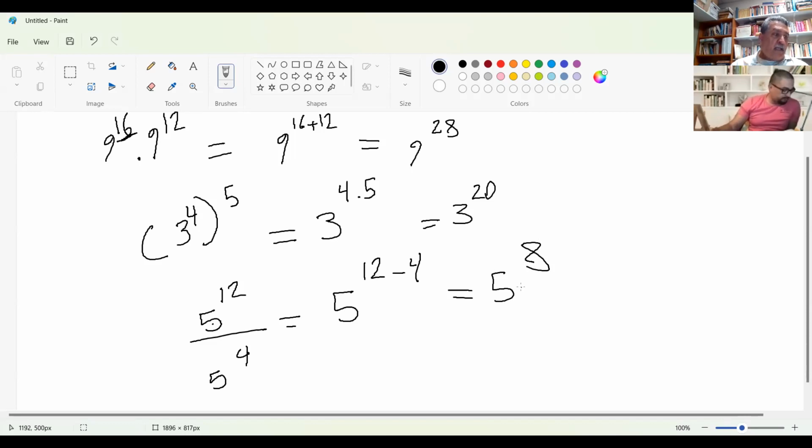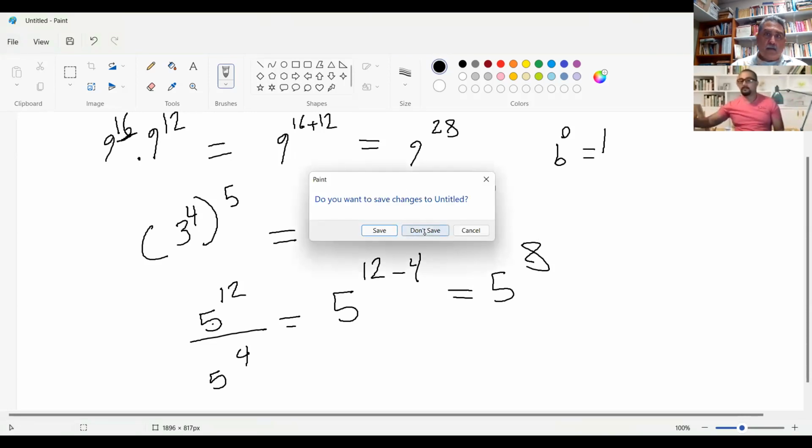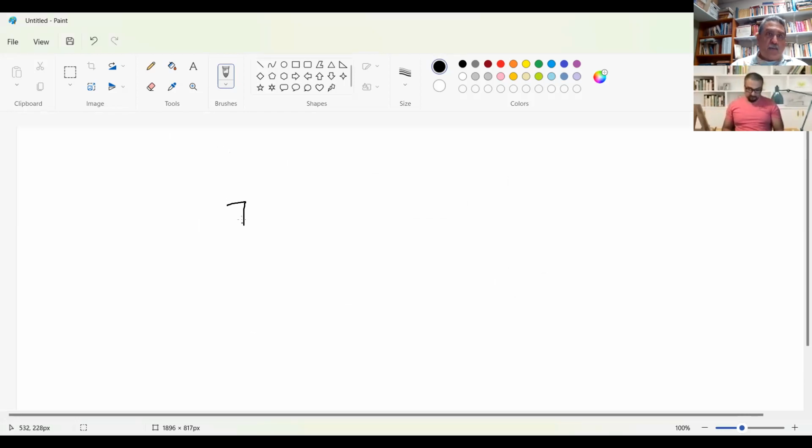Any number to the power of 0 is equal to 1. Any number. Remember that? Now, let's look at example 1. Let's clear this here. 7 to the power of 0 is 1. Number B, pi to the power of 0 is 1. Number C, well, these are the same thing.